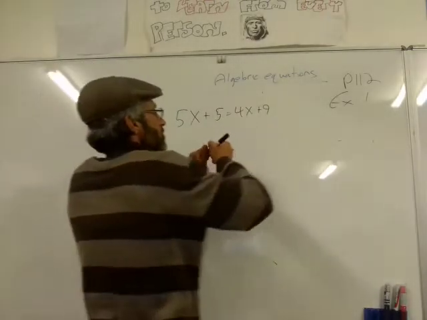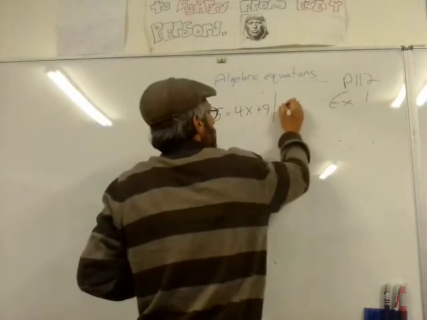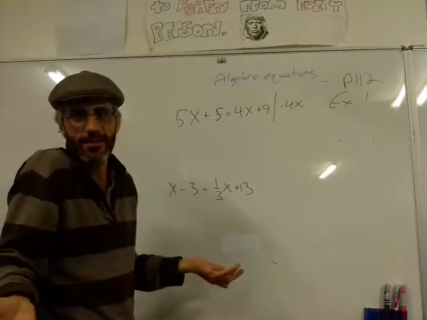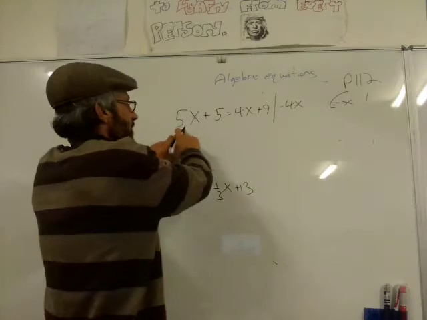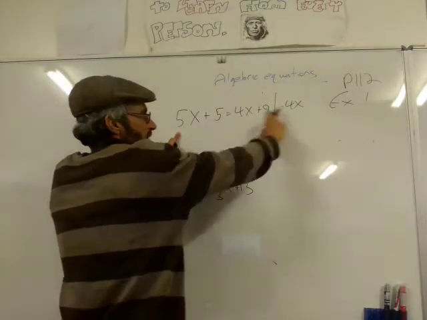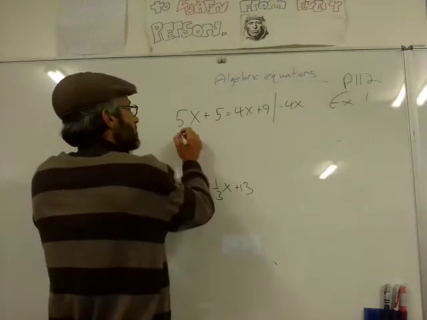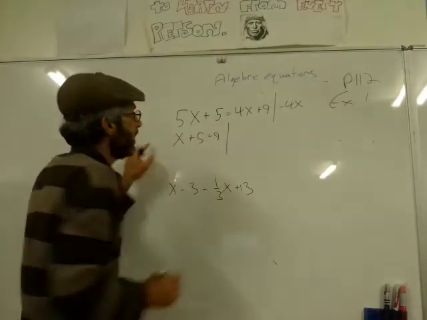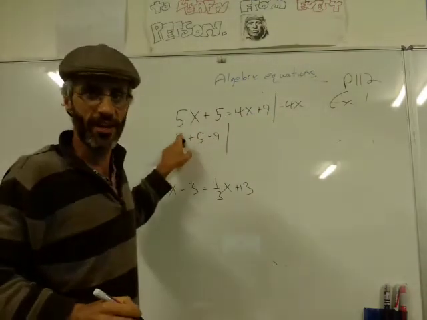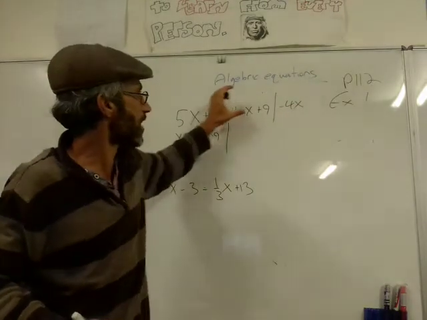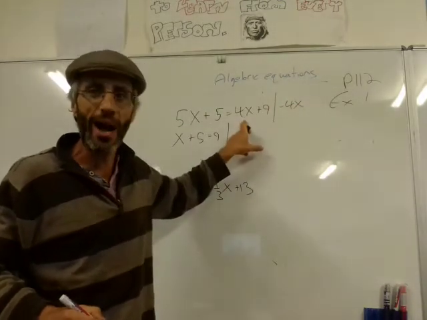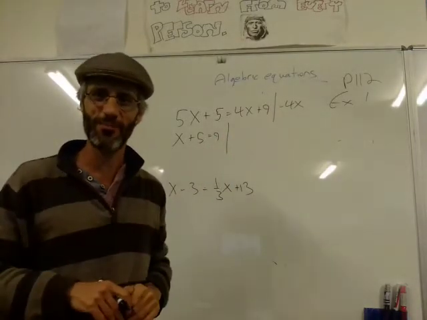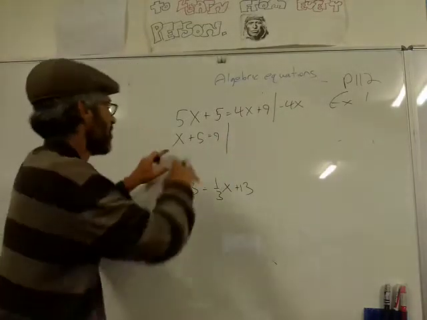So I want to get rid of this 4x. I will do minus 4x. Okay? Because 4x minus 4x is 0, sorry. But I have to do minus 4x on this side. So 5x minus 4x is x, plus 5 equal 9. If I did minus 5x, so I was going to move the 5x to this side, then I will have minus x equal. And I don't want to end up with minus x equal, because then I need to divide by minus 1.